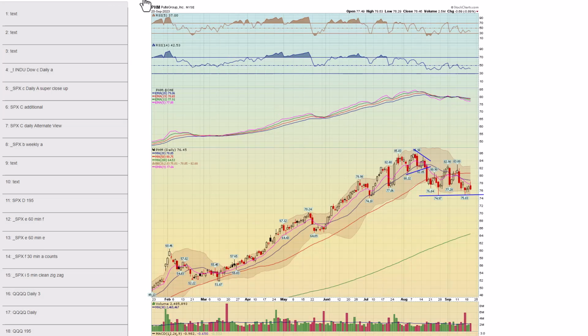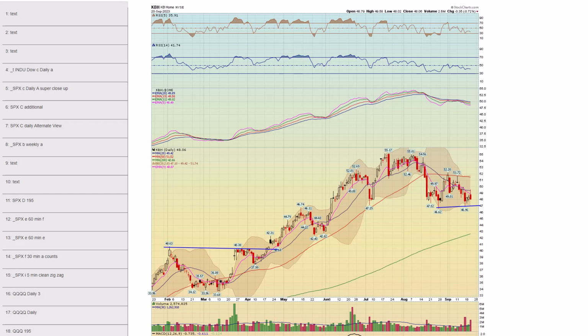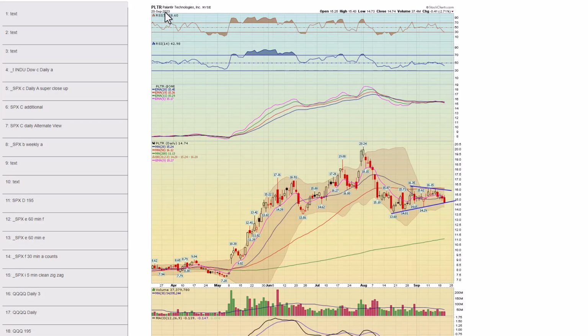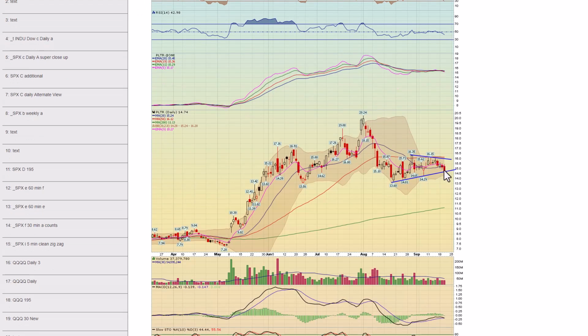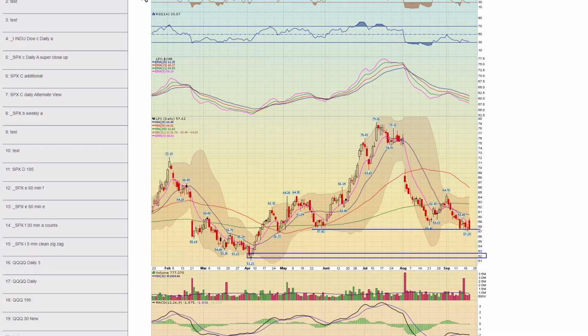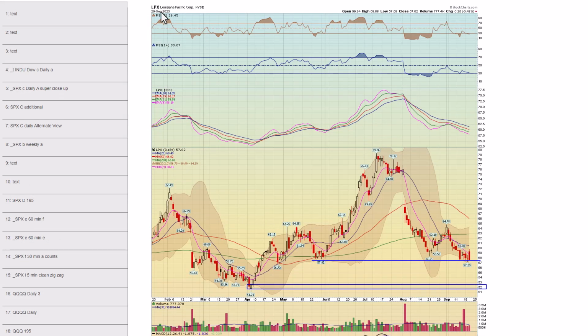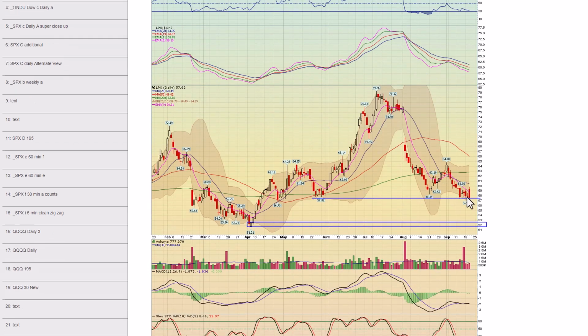Here are some new setups. Chart 81, PHM. Looks like a short below this trend line. Chart 82, KB Homes. Another one, a potential short below that trend line. Target would be the 200-day moving average. Chart 83, PLTR. Also looks vulnerable here if it loses this trend line, for a short. And the final chart, chart 84, LPX, another short. It's right on the shelf support. If it loses this, it could sell all the way down to here.